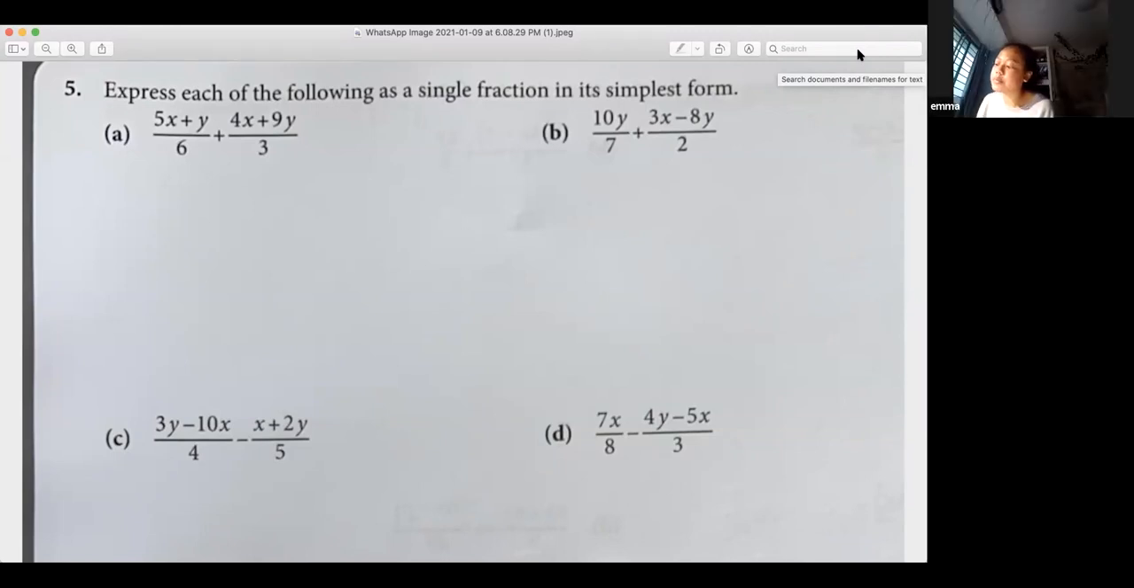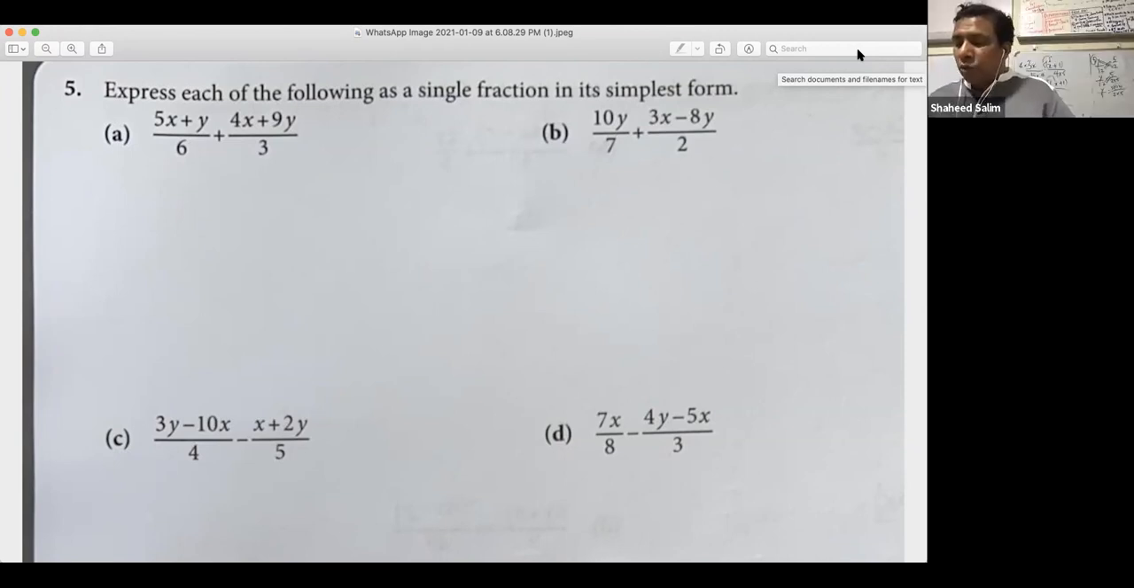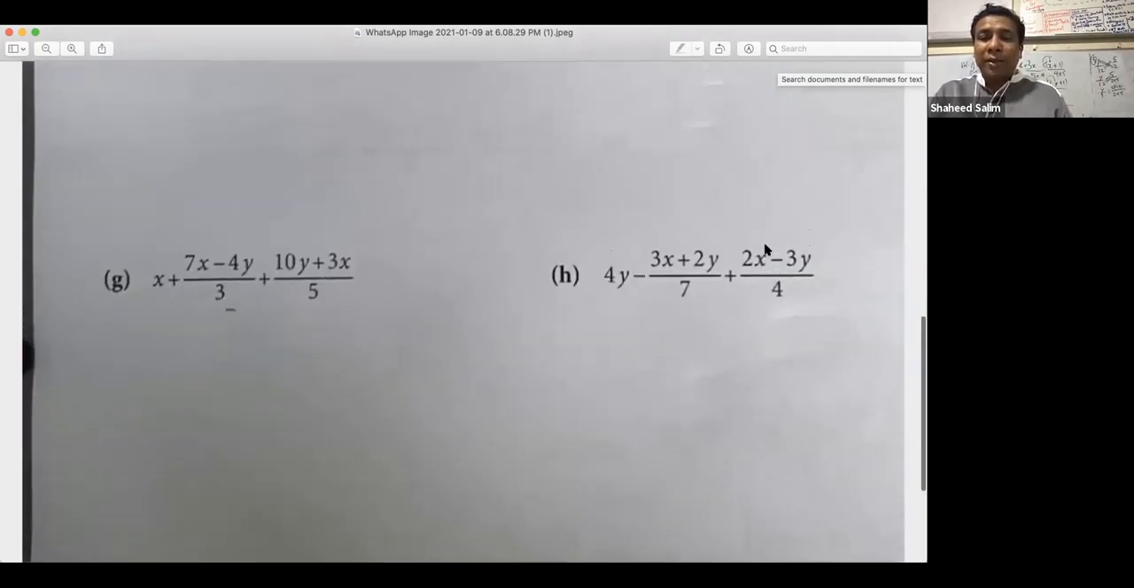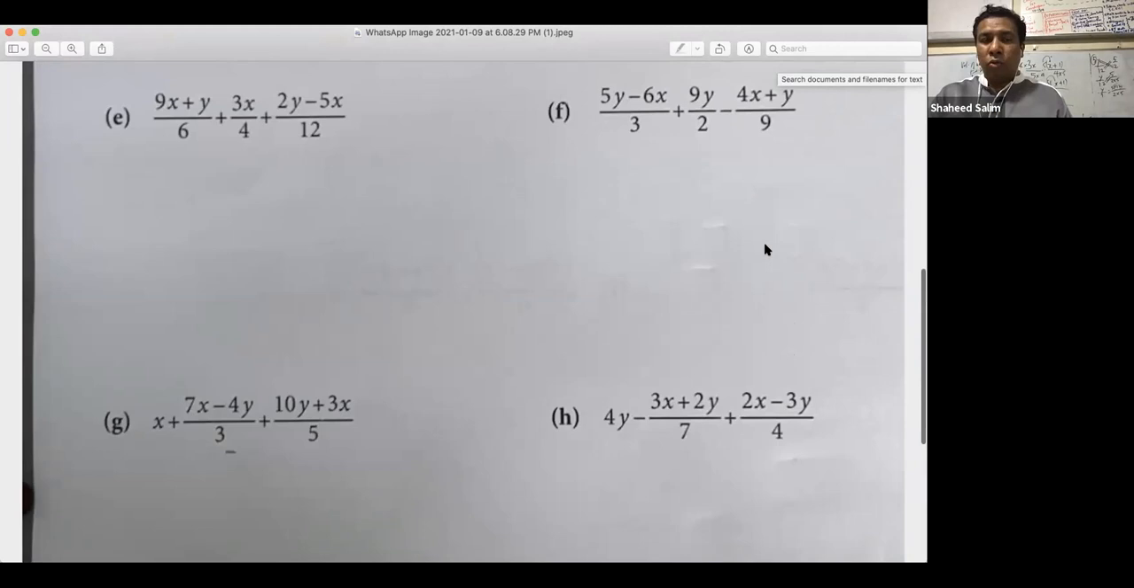Minus 36y plus 21x over 14. You muted yourself. Minus 36y plus 21x over 14. And congratulations, Miss Emma. You have gotten it. Well done. Now we try the next one. We try question that looks a little bit more.